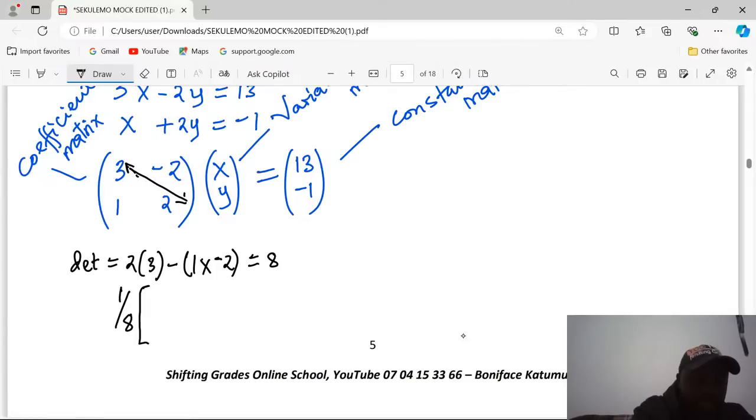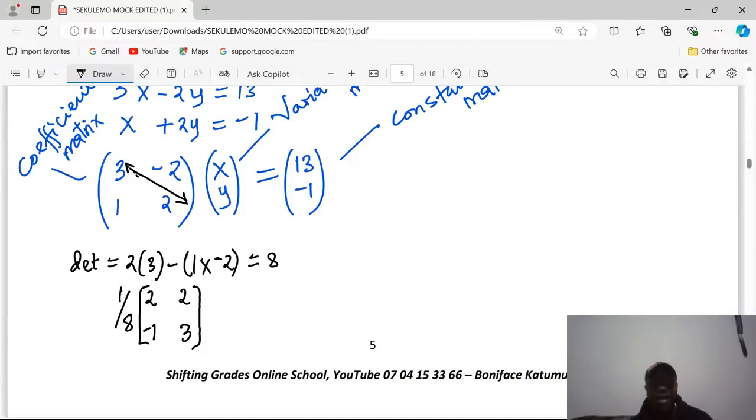So you change the positions for the elements in the main diagonal, such that 2 takes up this position and 3 goes down here. Then for the other elements, we just change the sign. If it was a -2, now it becomes 2. This is a +1, now it becomes -1.